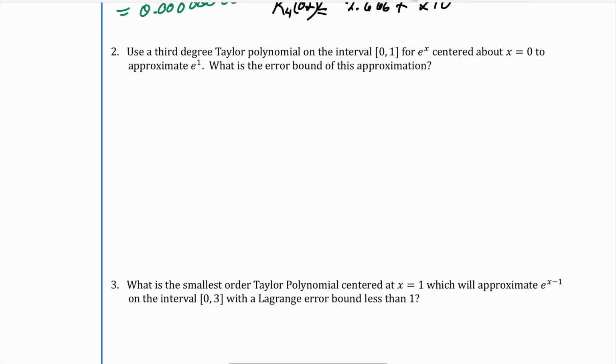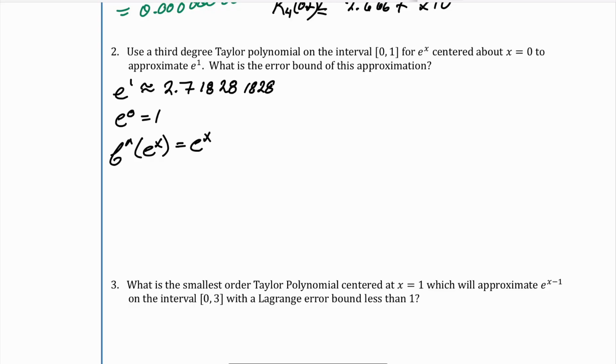So let's start filling in some information we're going to need. e to the first is what we're trying to approximate. We're pretending we can't figure out this number, I guess. So that's going to be 2.718281828. That's your number e. We're going to need to remember that e to the 0 is equal to 1, and that any derivative of e to the x is going to be e to the x. So we don't have to find 4 derivatives here.